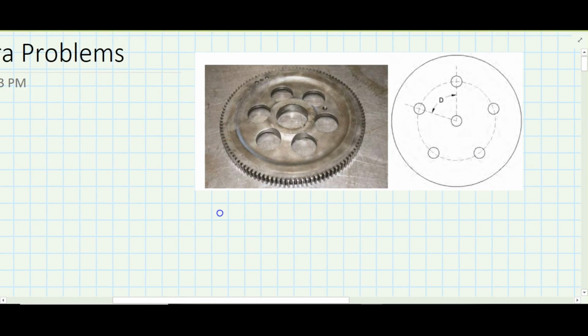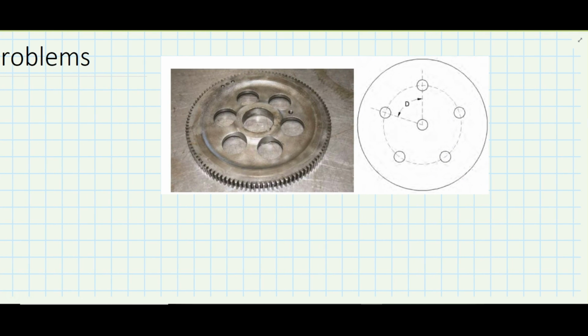And we can see that the part that we're designing looks like a flywheel for a motor. And here's our angular distance right here. It's the angle between each hole in the circular pattern if the holes were to be equally spaced.